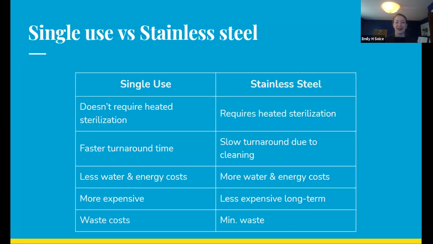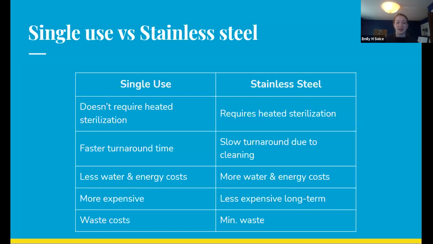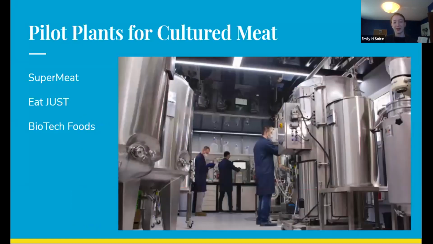So single-use, in some ways, is more environmentally positive because it has less water and energy use, since you don't have to clean it out between batches. But it can be more expensive long-term because you have to buy a new bioreactor every time, and it is going to leave a lot of that plastic waste that we see. But it does allow for a faster turnaround time than stainless steel. So far, though, I don't think any of the cultured meat companies that I've seen are using single-use bioreactors, and instead they're going straight to stainless steel.